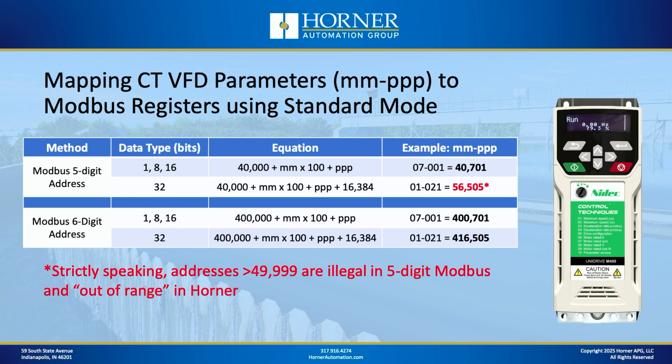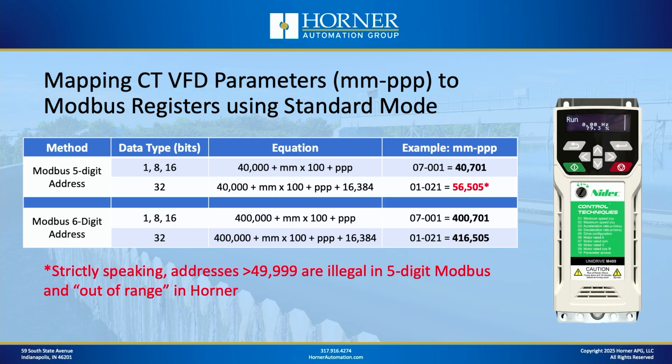All right, now to make that conversion from menu number, parameter number over to Modbus address, let's start with Modbus 5-digit addressing. To do that, you take the menu number for the parameter you're working with, multiply that by 100, and then add in the parameter number. For example, if I'm looking at menu 7 parameter 1, I take menu 7, multiply by 100, that gives me 700, add the parameter number to it, that gives me 701, and then add that final number to 40,000, and I come up with a Modbus 5-digit address of 40,701.